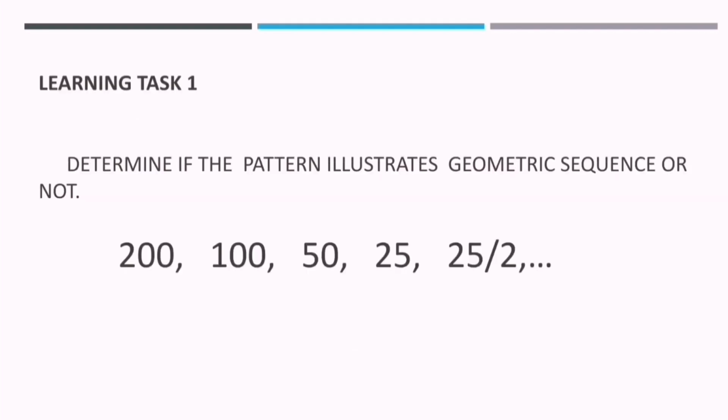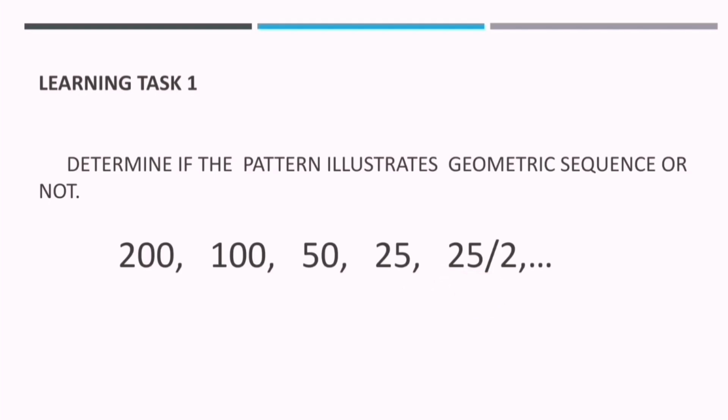Let's have this last one. What have you observed? Okay, so to get the succeeding terms, we multiply the preceding term by 1/2. 200 multiplied by 1/2 is 100. 100 multiplied by 1/2 is 50. 50 multiplied by 1/2 is 25. And 25 multiplied by 1/2 is 25 over 2.